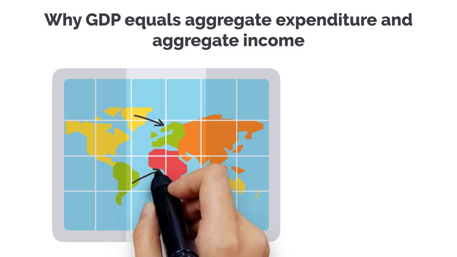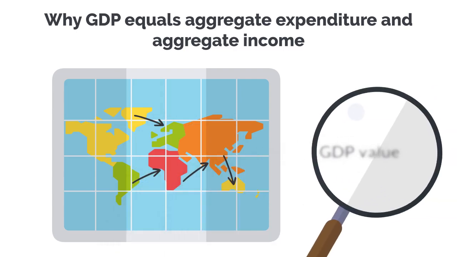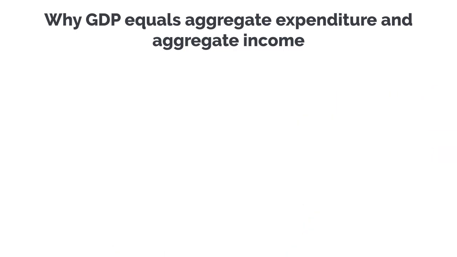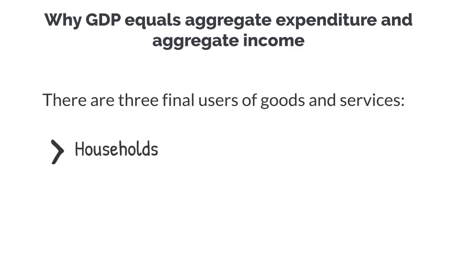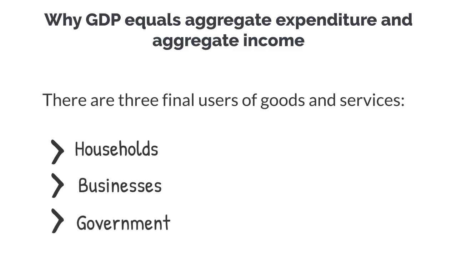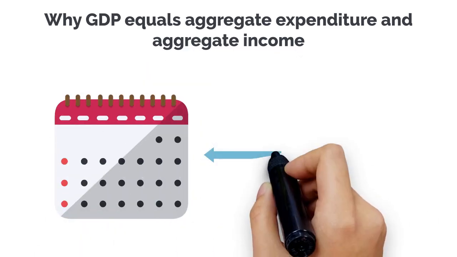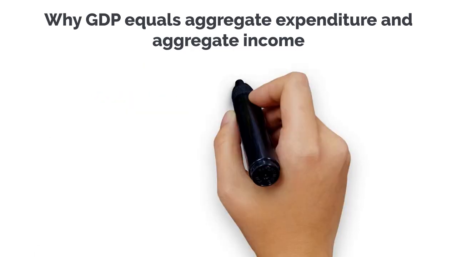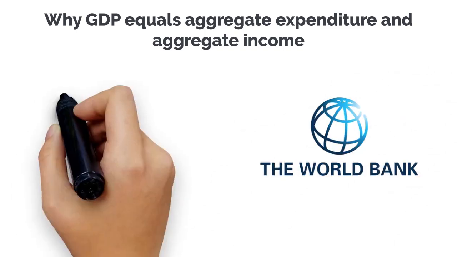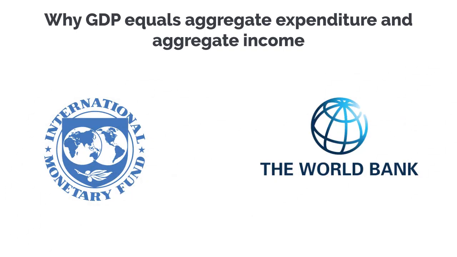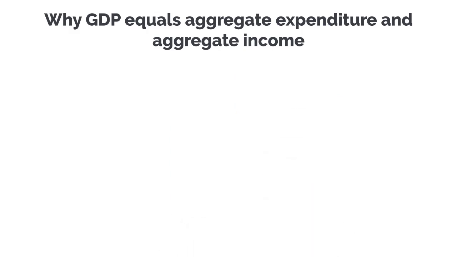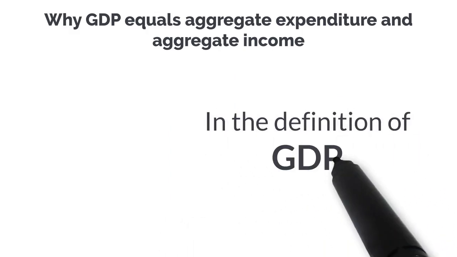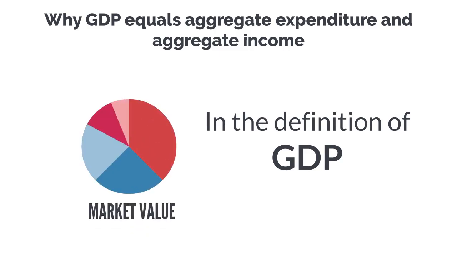It is used throughout the world as the main measure of output and economic activity. There are three final users of goods and services: households, businesses, government. Countries typically publish their GDP reports quarterly. Organizations such as the World Bank and International Monetary Fund collect the different countries' data and maintain a historical database. In the definition of GDP, market value refers to valuing production according to the market price.